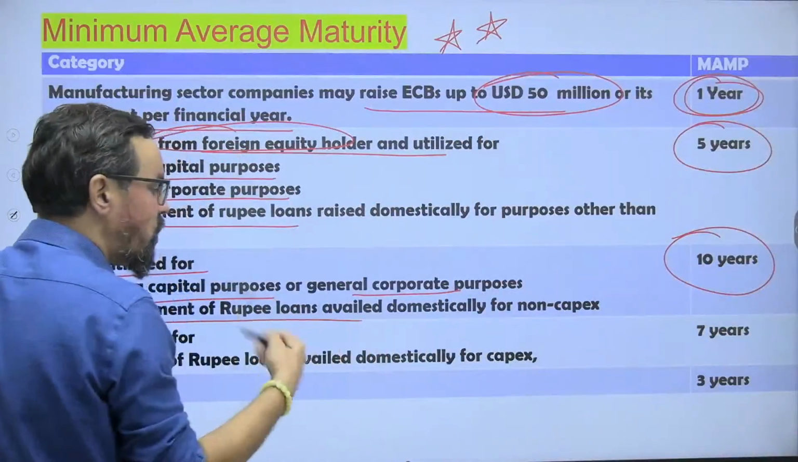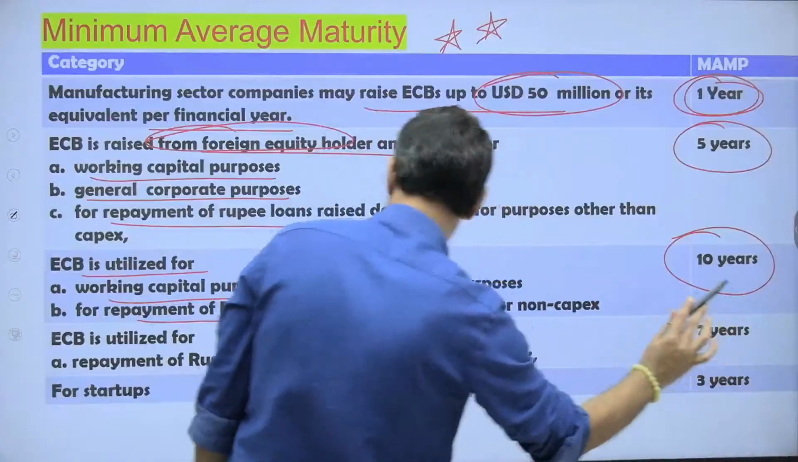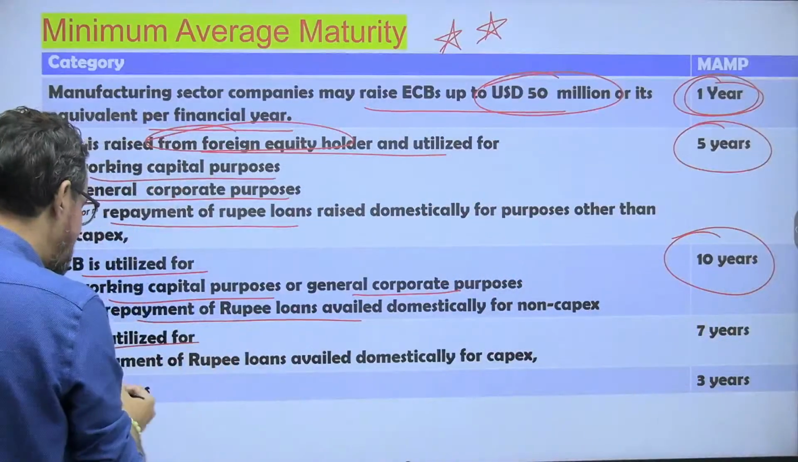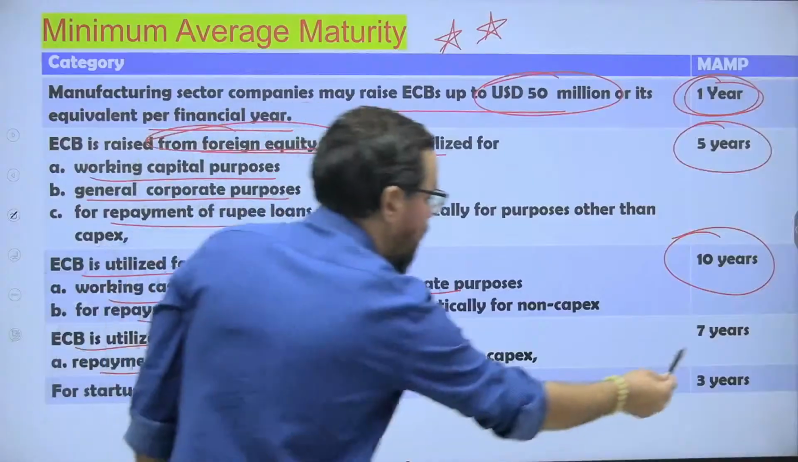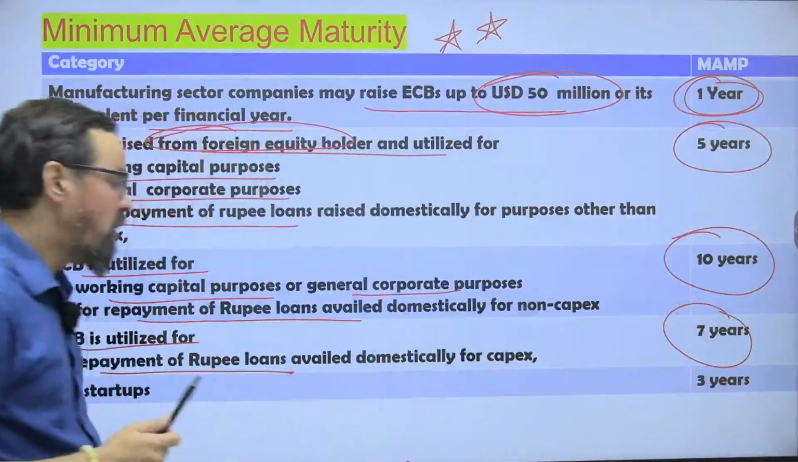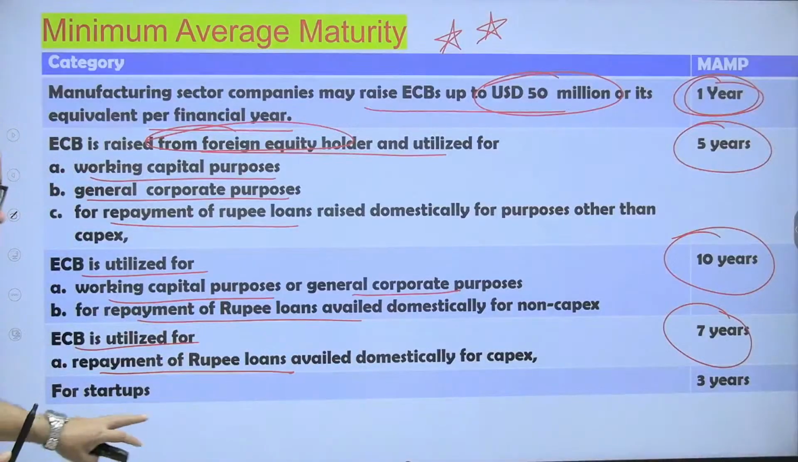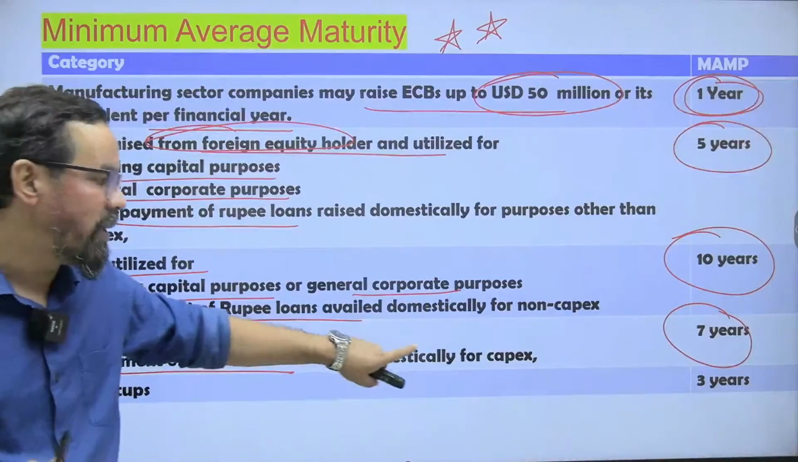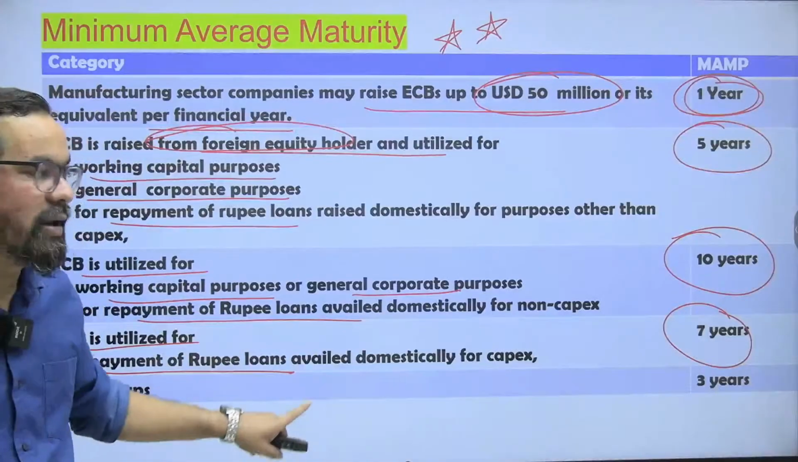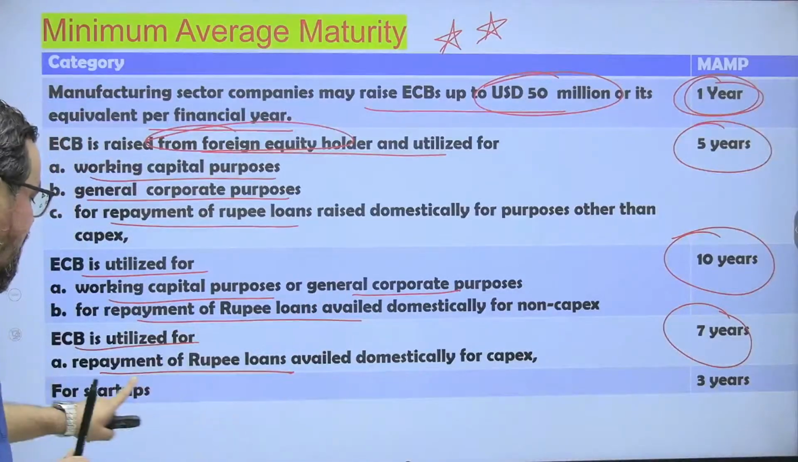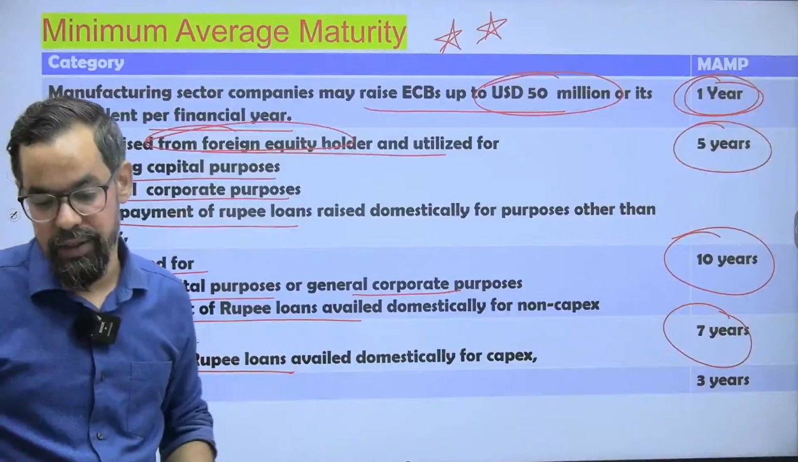Repayment of rupee loan availed domestically, that is the same. ECB utilized for repayment of rupee loan availed domestically for capex, it should be for capital expenditure 7 years and 10 years. It should be 7 years and 10 years, and for startup it is again 3 years, okay.